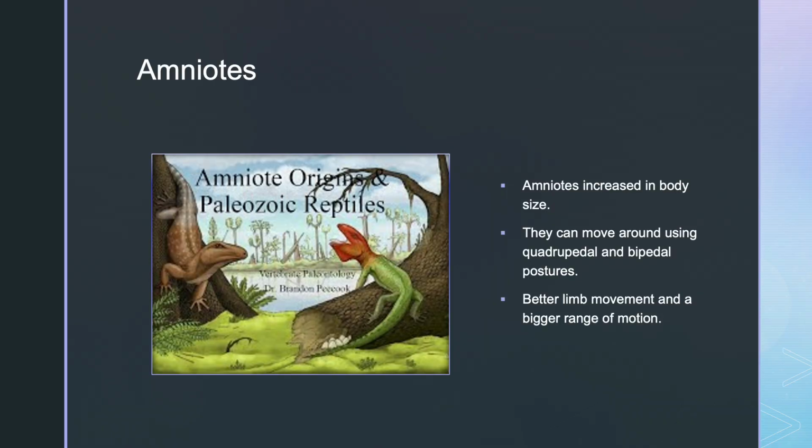Amniotes increased in size over time. They also adapted to move around either quadrupedal or bipedal. This adaptation means that they could walk on 4 legs or on 2 legs. This development gave them a better range of motion.